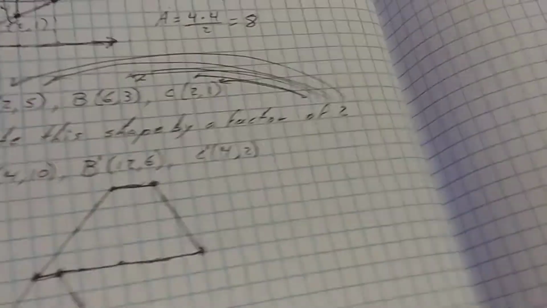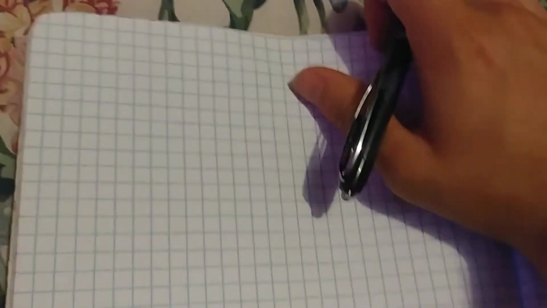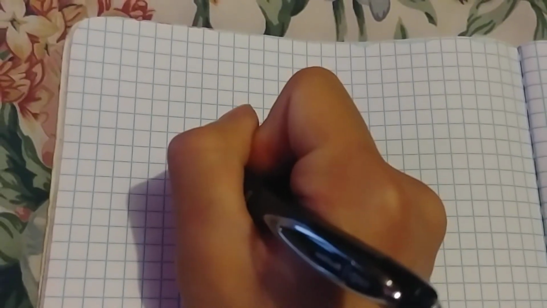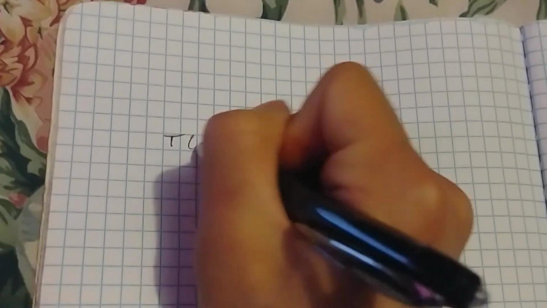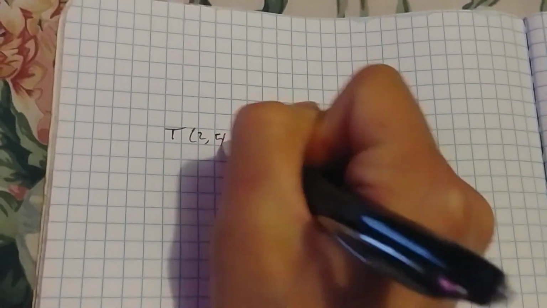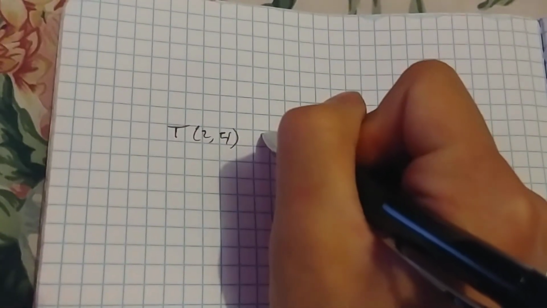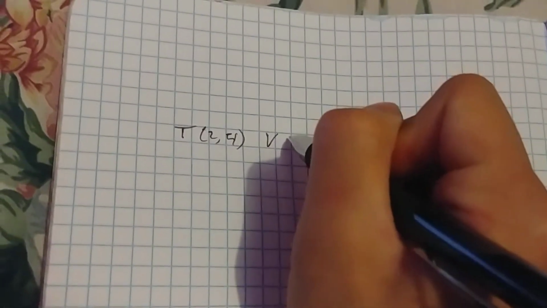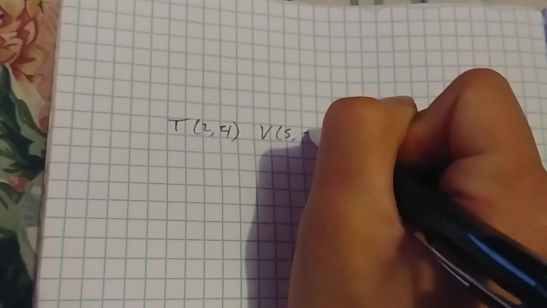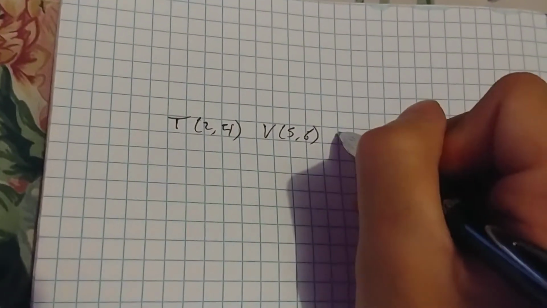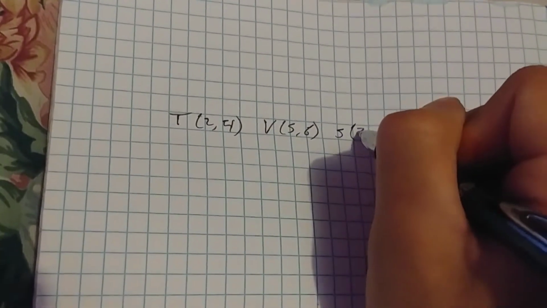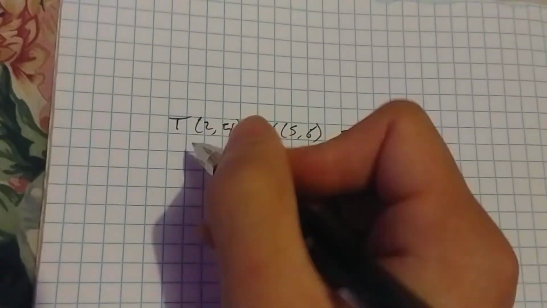Make sure that set of coordinates belongs to the same vertex on your shape. So let me give you T to be 2, 4, V 5, 6, and S to be 3, 1.